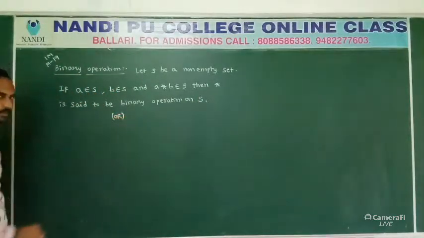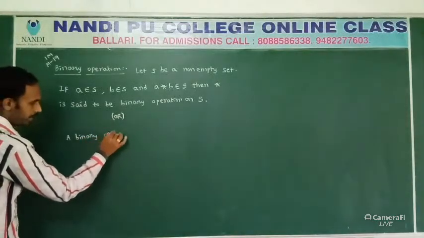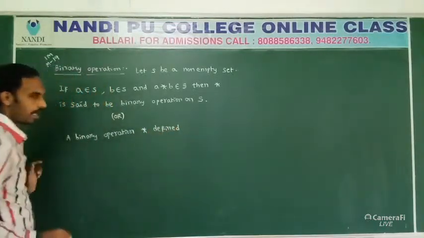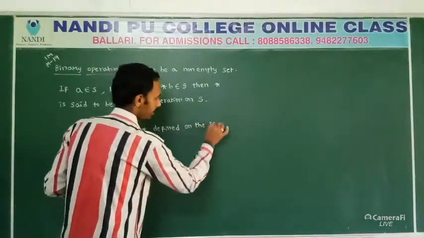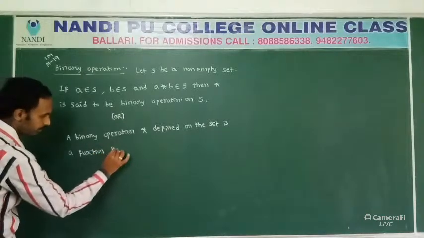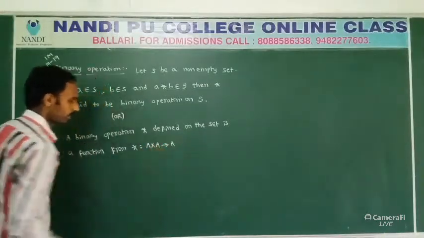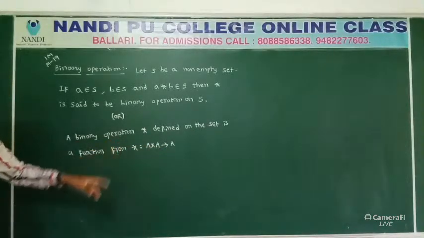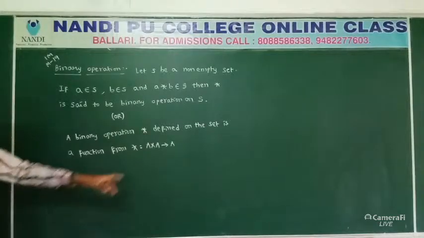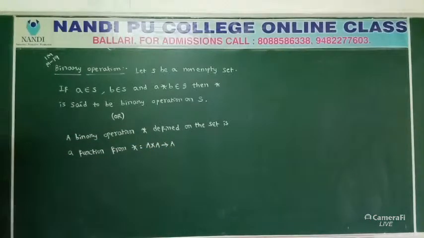Or another definition I am giving. A binary operation star defined on the set A is a function star: A cross A to A. A binary operation is also a function. That's why we are discussing it in the functions chapter. It goes from A cross A, the Cartesian product of A, to A.